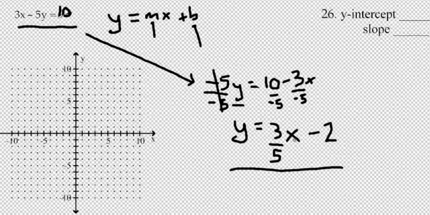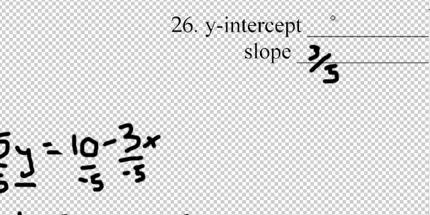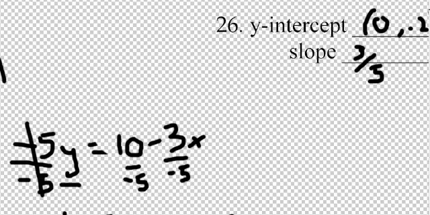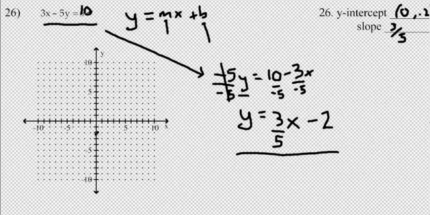Right, what's the slope? It's 3/5. Let's just write that here: 3/5. What's the y-intercept? It's negative 2. Again, be careful, that's written as 0, negative 2. So that's what you put over there. Graph the thing. Negative 2 y-intercept, that's right there, when x is 0.